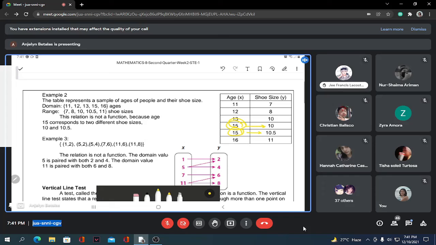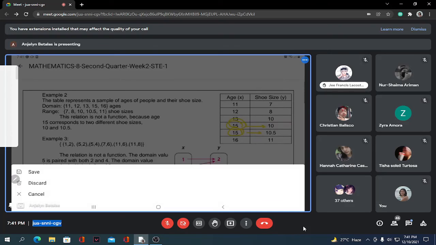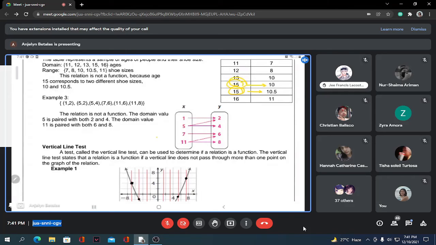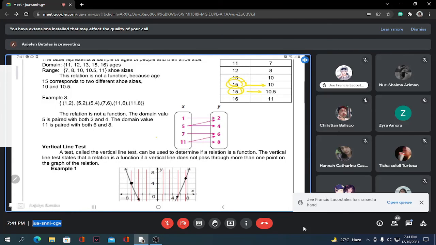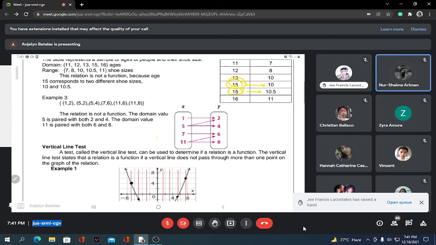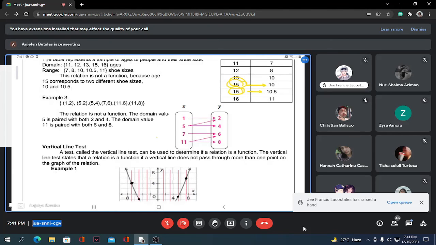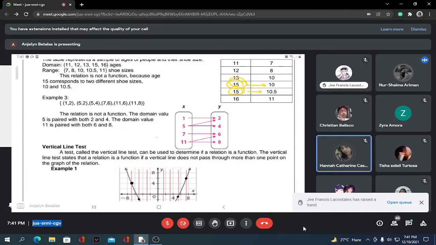Sa number 3, kining graph dire. Okay, kini? 1, 5, 7, 11, 2, 4, 6, 8. So 1 goes for 2, 5 goes for 2, 5 goes for 4, 7 goes for 6, 11 goes for 6, 11 goes for 8. Okay, is this a function? Dili. Balik-balik ang 5 and 11.